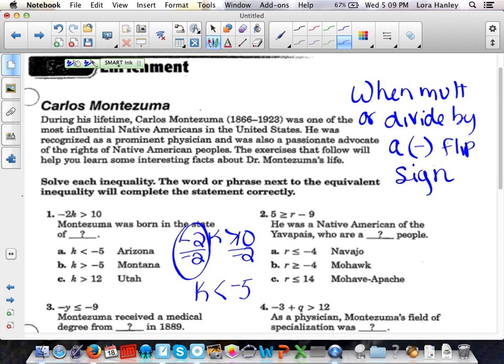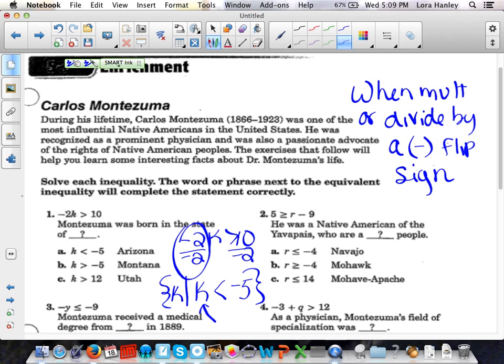We always want to strive for a variable on the left, and in this case we have that already. You can also put it into set builder notation. So remember, all real numbers, in this case k, such that k is less than negative 5, in close parentheses. Alright, so that's one way that we can solve inequalities. Just remember that rule: when you multiply or divide by a negative, you are switching your sign.